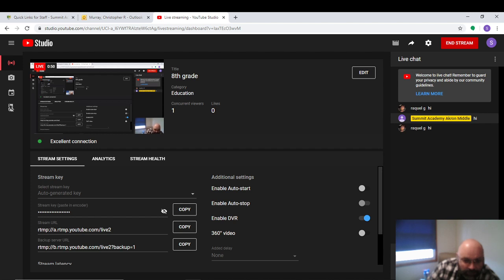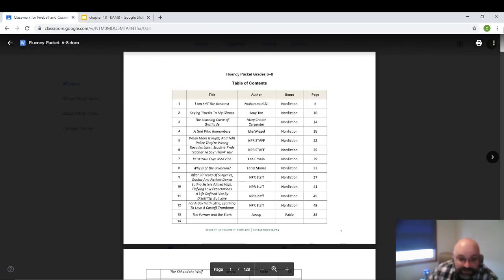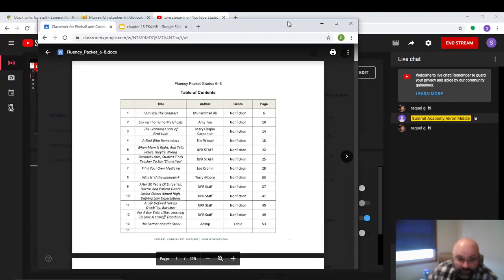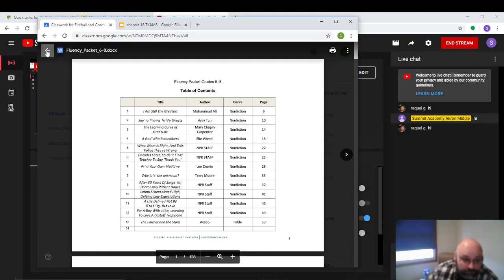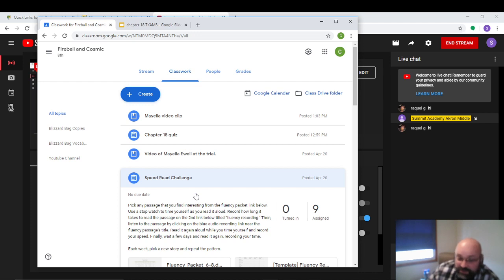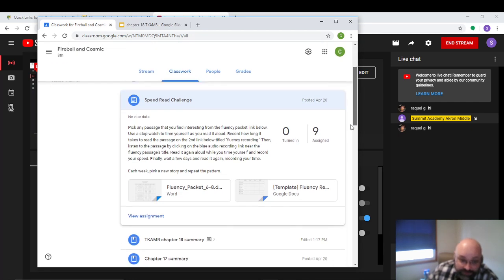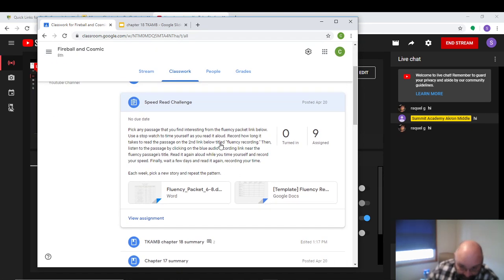I'm going to go over chapter 18 today, but before I do that, I'm going to go over a fluency assignment that you'll find on the Google Classroom site. Fluency is basically just practice reading out loud. If you go to the classwork section of the Google Classrooms, you'll see something titled Speed Read Challenge.